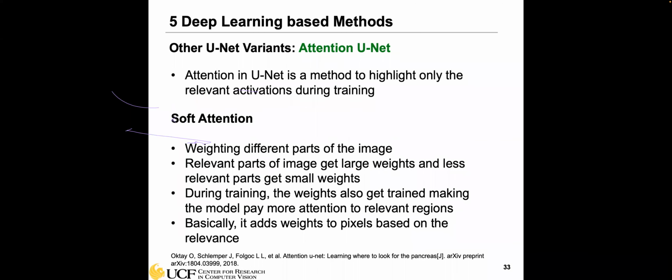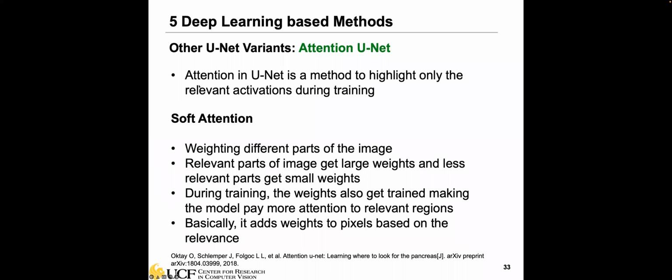Okay, so another very important variant is called the attention UNet. The attention in UNet is a method to highlight only the relevant activations during training, right?